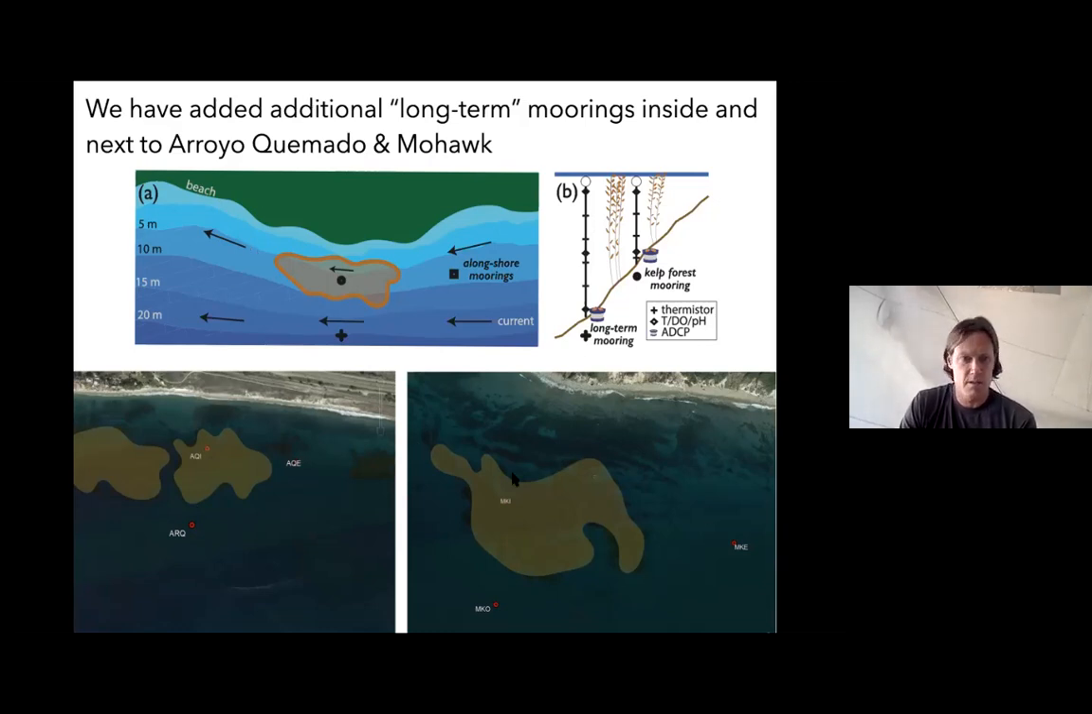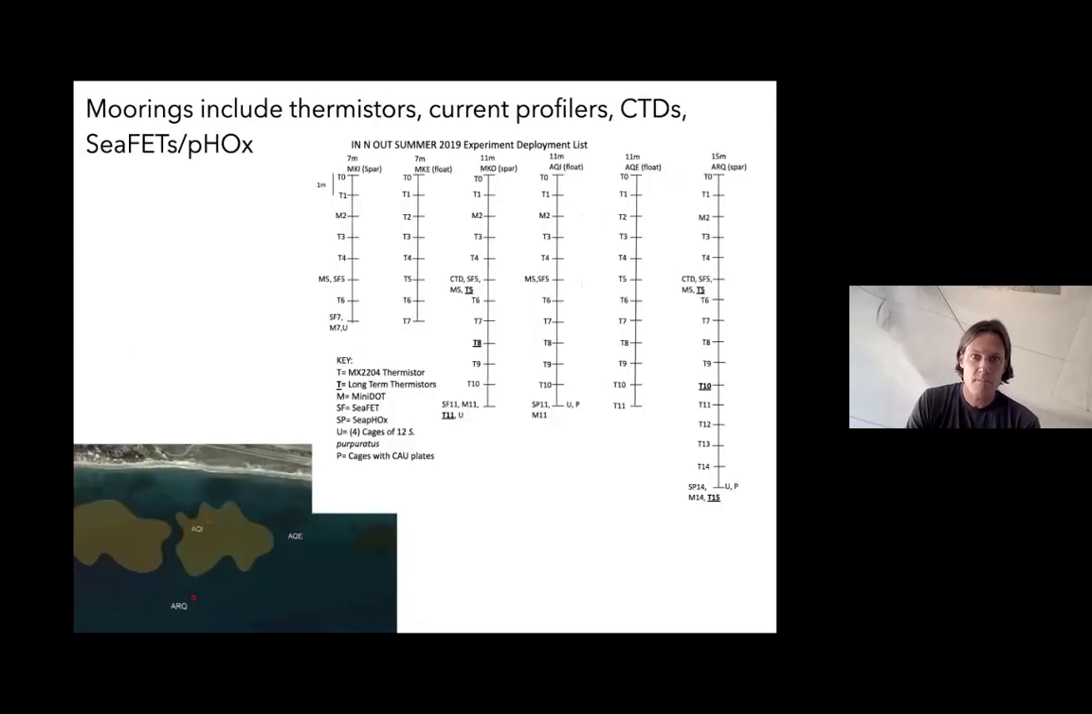You can see the small schematic here of where each of these locations are. Again, the moorings include thermistors, current profilers, CTDs, and then CFETs and pH oxygen sensors. You can study that, or ask me for the details of where these are located. MKO and ARQ are the existing long-term moorings, and then the inside moorings end at I, from Mohawk and Arroyo Quemado, and then just thermistor strings to the east of each of these forests.